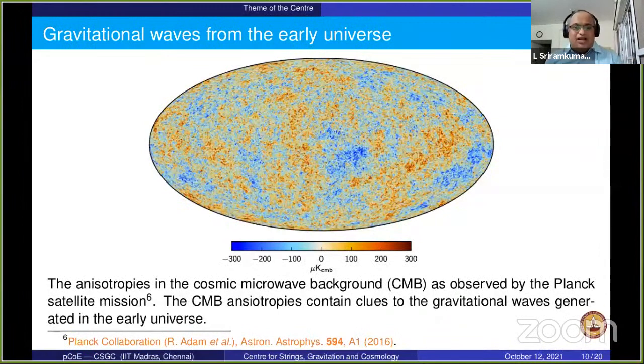The other place where we can understand the classical theory of gravity and the quantum nature of the gravitational theory is from the early universe.